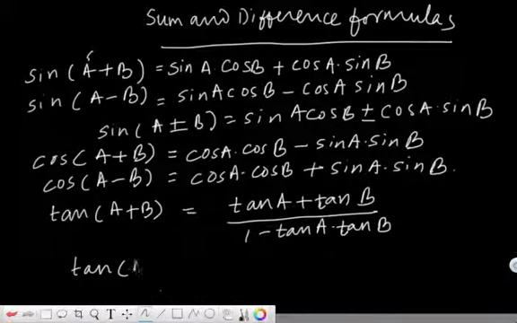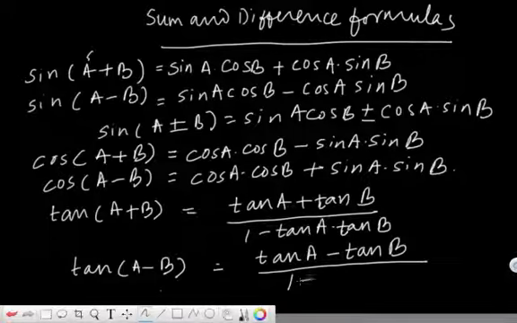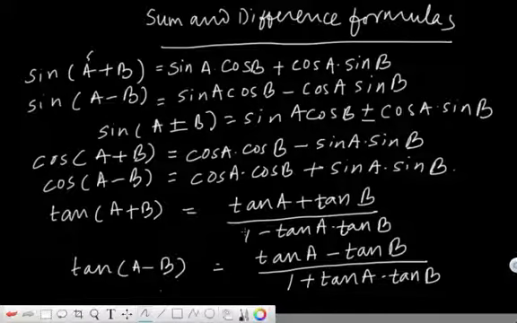Similarly, for tan of A minus B, you have tan A minus tan B by 1 plus tan A times tan B. So similar to the above formula, on the left hand side you have a minus, and on the right hand side the numerator will have a minus, but on the denominator you will have the reverse sign, which is plus. The numerator will have the difference of the two tangents, and the denominator will have 1 plus the product of the two tangents. So these are the six sum and difference formulas of trigonometric ratios that you would need to remember to solve problems in the next lessons.